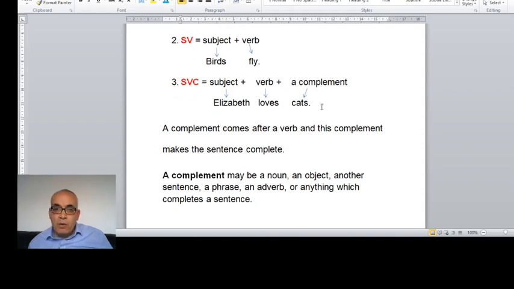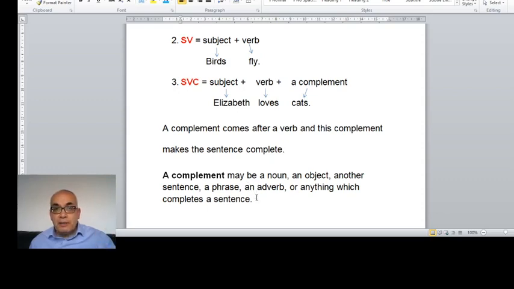Now, what do we put after the verb? You can put a noun, an object, another sentence, a phrase, an adverb, or anything which completes a sentence. Now, I know this is difficult for some of you, or maybe many of you. So I will put another video on the complement. What's the complement? What can we put after the verb? And why this is important. So we need a lot of explanation about a complement.